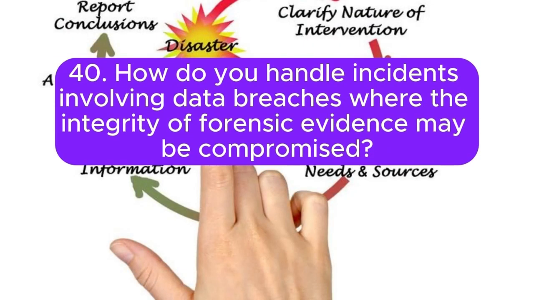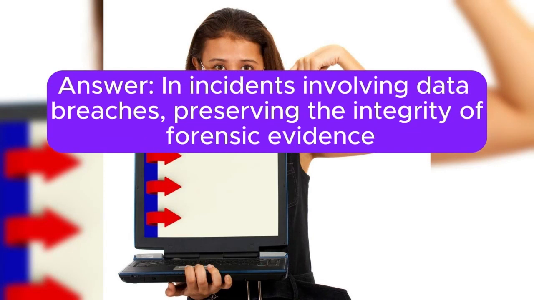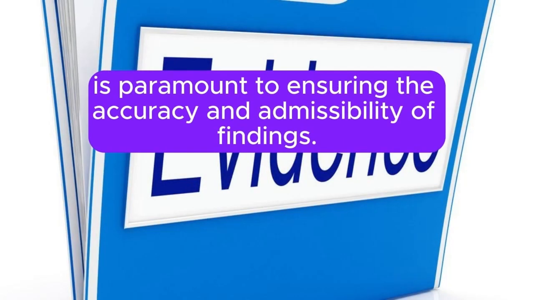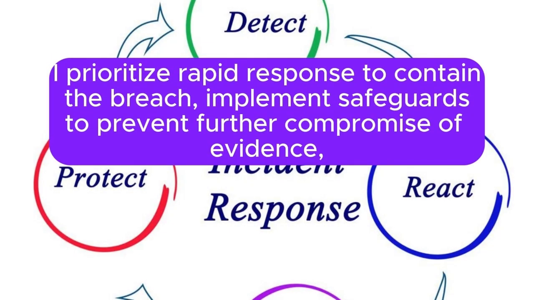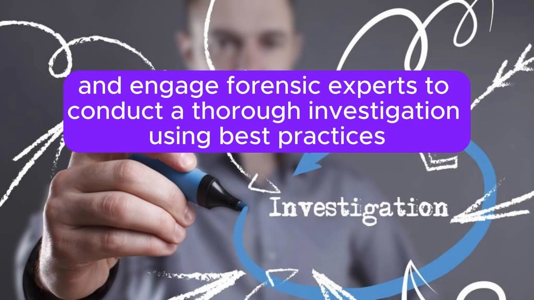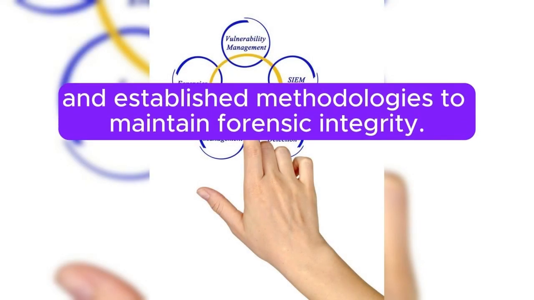40. How do you handle incidents involving data breaches where the integrity of forensic evidence may be compromised? Answer: In incidents involving data breaches, preserving the integrity of forensic evidence is paramount to ensuring the accuracy and admissibility of findings. I prioritize rapid response to contain the breach, implement safeguards to prevent further compromise of evidence, and engage forensic experts to conduct a thorough investigation using best practices and established methodologies to maintain forensic integrity.